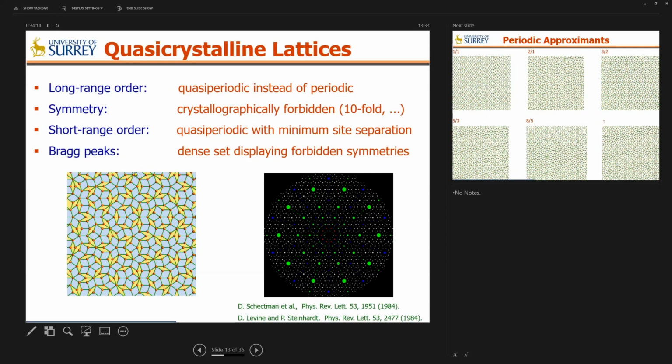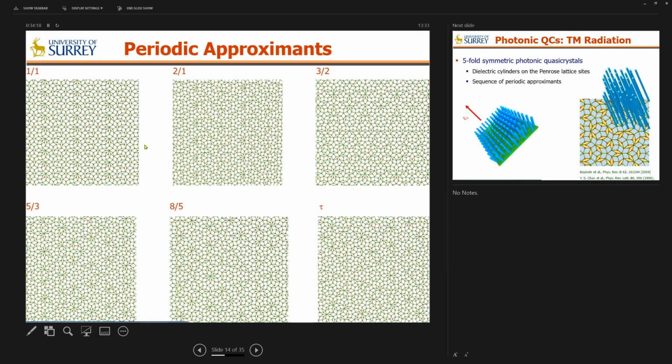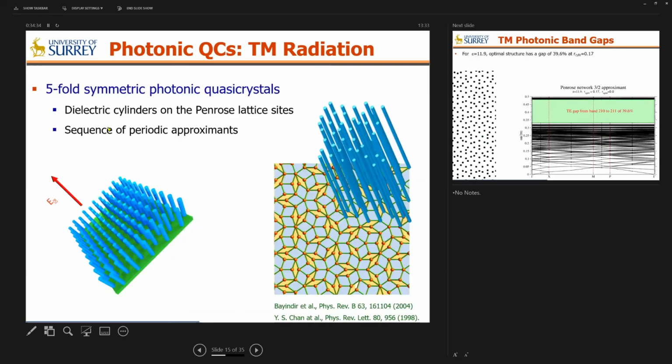And again, as I noted before, not only that, but I can also create periodic approximants of this perfect quasi-periodic lattice. This is the Penrose lattice shown here, and these are various approximants of it, which are now periodic. They are as close as I want to the exact lattice. Anyway, coming back, I want bandgaps in this structure. Well, I do what I decided before.